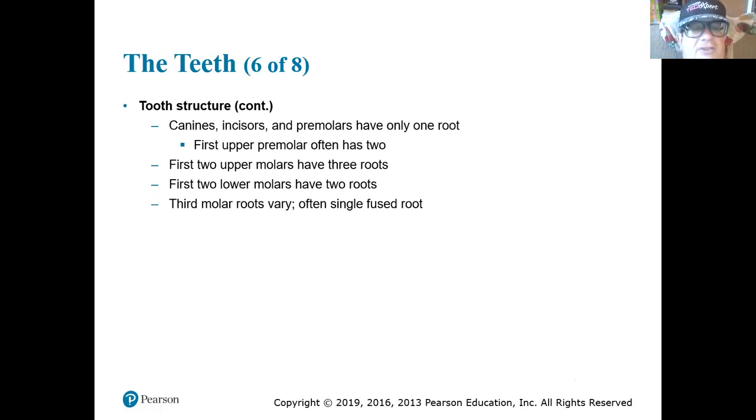All right, so canines and incisors, premolars only have 1 root. And then of course there's an exception. The first upper premolar often has 2, but the first 2 upper molars have 3 roots, and the first 2 lower molars have 2 roots. Third molar roots vary, they're often fused to a single root. Remember, the root is the part that attaches this to the jaw.